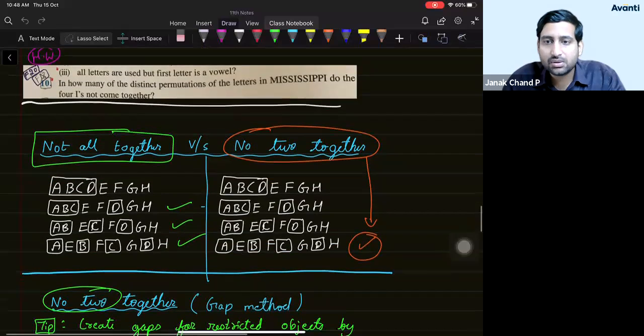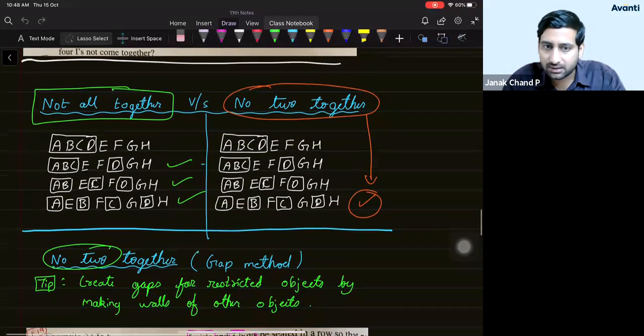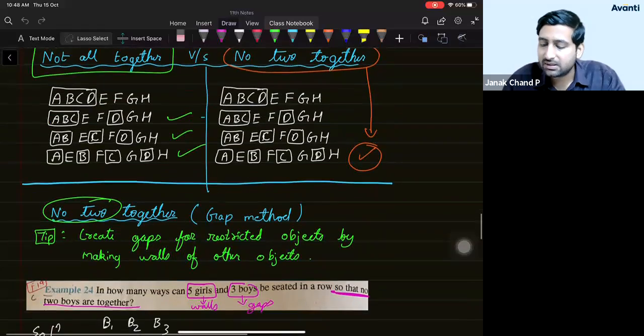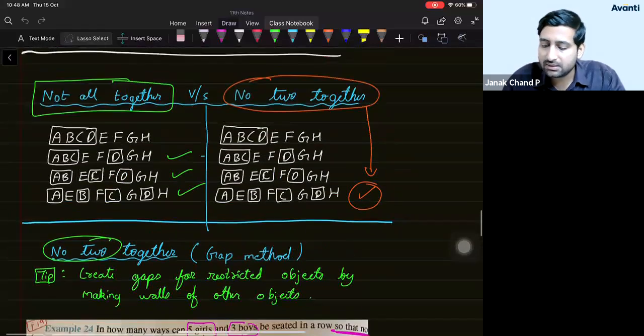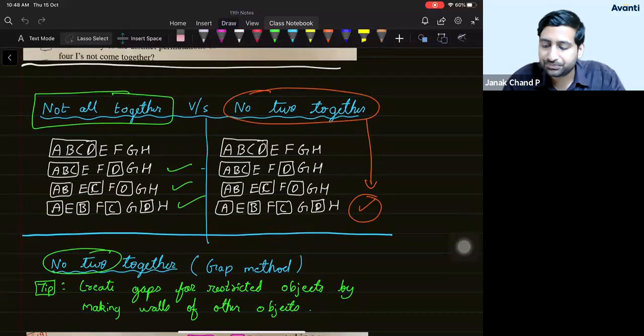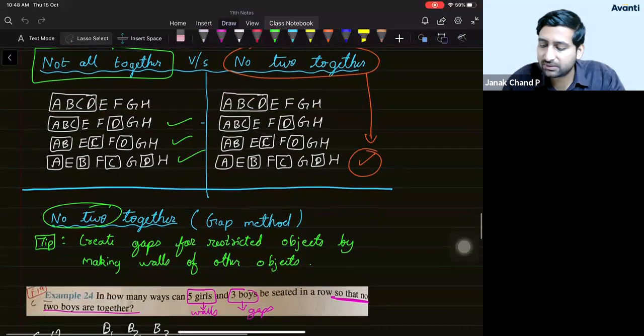I also told you what is the difference between not all together and no two together. Not all together is the same as students saying never together. And the answer for that is what? We have already seen. If the question says never together or not all together, then it is total minus together. But if the question says even two things should not be together, no two objects should be together, that means, students, the situation is the last one. So this is not okay, right?